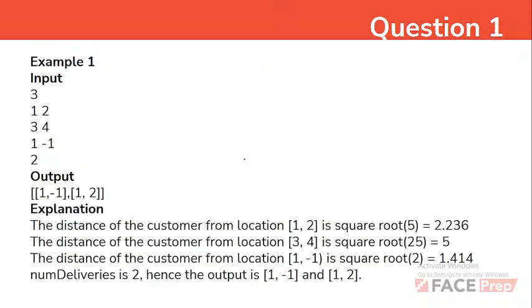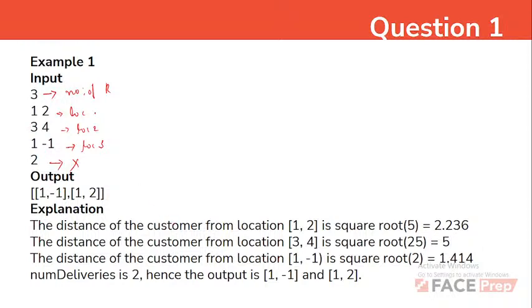Now let us refer to the sample test cases. Here this 3 represents the number of restaurants. I have taken 3 restaurants, where this is the location of the first restaurant, this is the location of the second restaurant, and this is the location of the third restaurant, right? And this is the number of deliverables. That is, from the shortest distances, I need to find the first 2 shortest-distance vegetarian restaurants. So these are the locations, right?